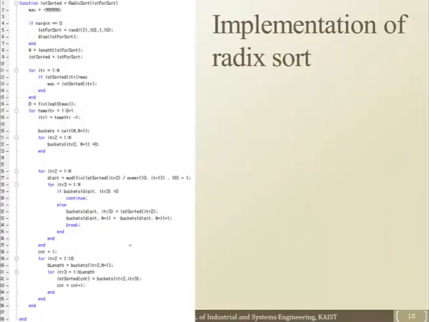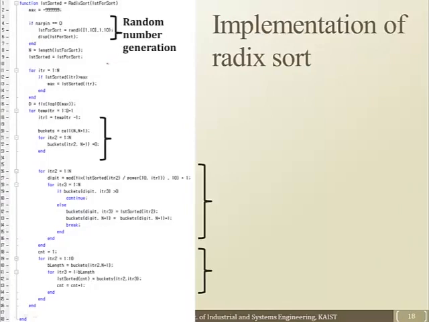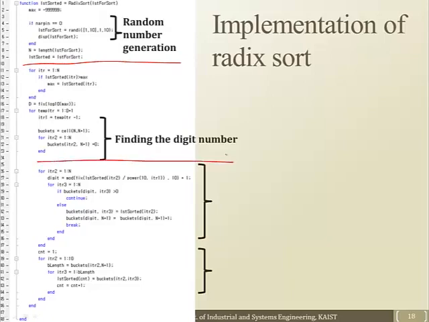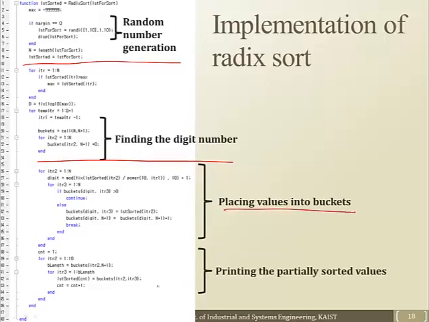So this is the implementation of the Radix Sort. First, we have the random number generation for the test, and then we find the digit numbers, how many digits that we have to do the iterations. And then what we are going to do is place the values into buckets and print the partially sorted values. And we are going to do the iterations for the whole thing by the digit numbers.